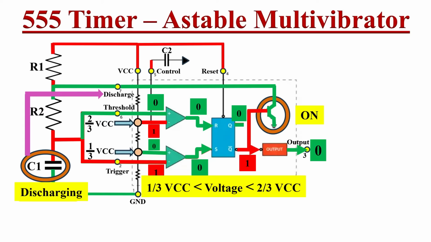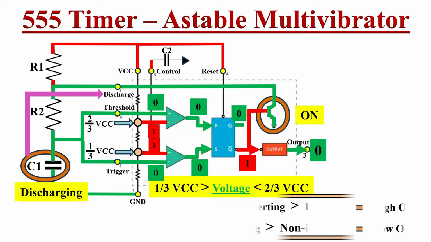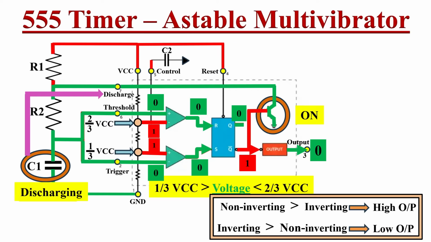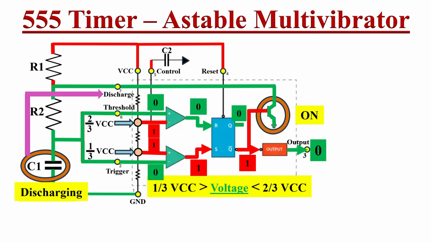555 timer output will also remain in its previous state of logic 0. This capacitor keeps on discharging, and whenever the voltage across the capacitor is less than both reference voltages of 1/3 and 2/3 VCC levels, the second comparator input levels also change. Trigger input goes low, and because 1/3 VCC is greater than trigger input, the non-inverting input becomes logic high state. Now the second comparator output changes from logic low state to logic high state because its non-inverting input is greater than inverting input.